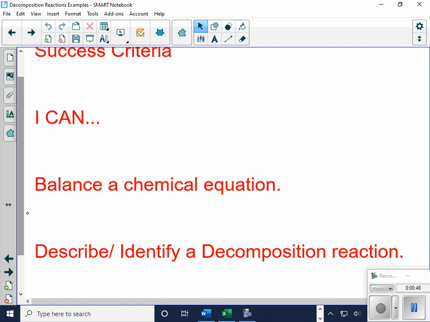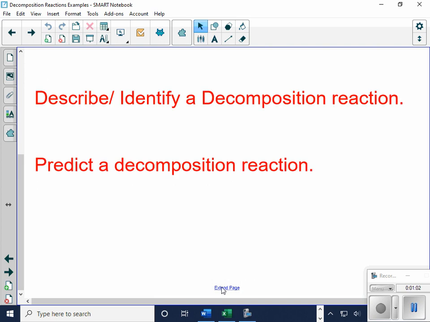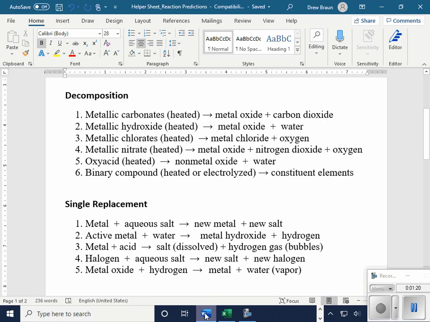The final success criteria yesterday was to be able to predict the combination/synthesis. So the final success criteria today is going to be able to predict a decomposition reaction. Now, I think that these are some of the tougher ones to do because you just have to memorize your basic ideas.